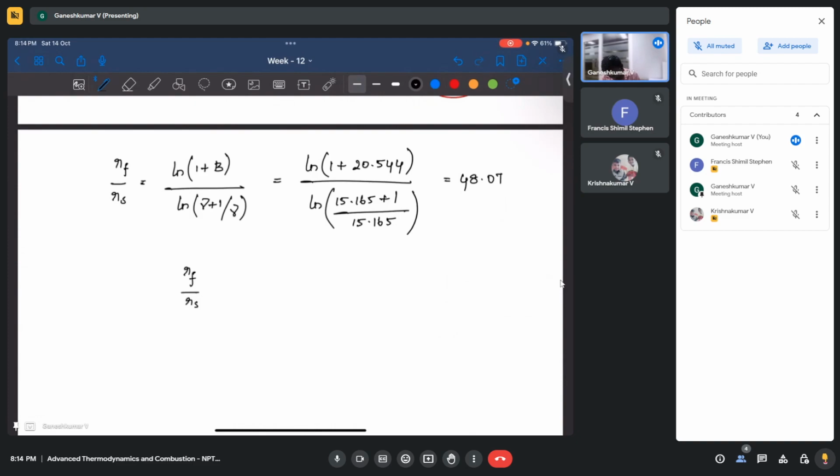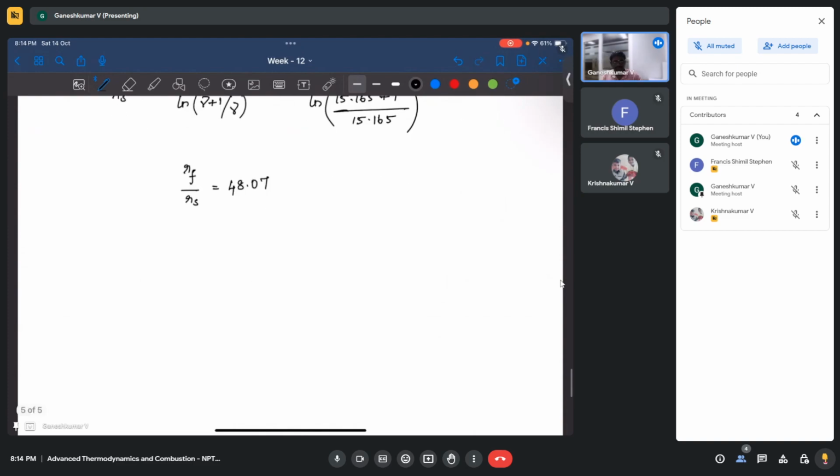RF by RS is equal to 48.07, which means the flame is about 48 times farther than the droplet surface.